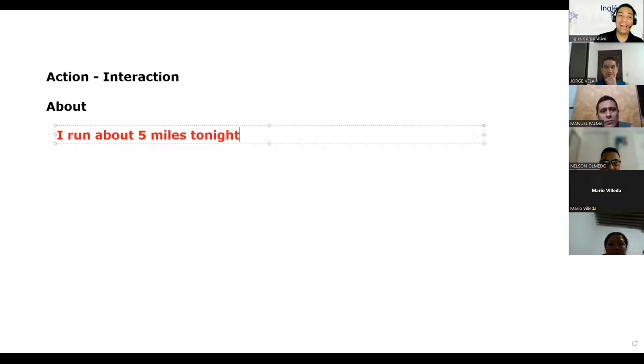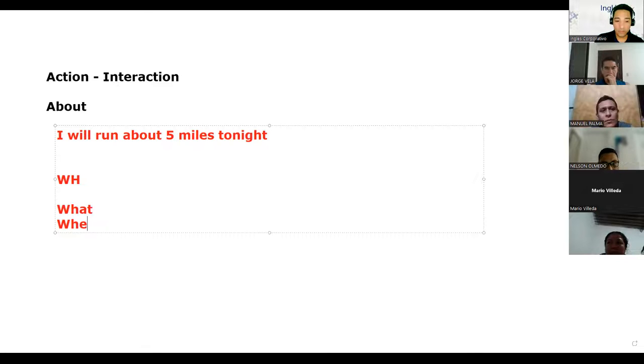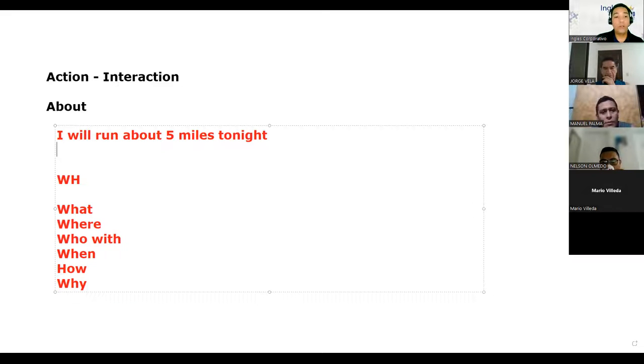I will run. Okay, I need to conjugate the verb to make more sense. It could be in past, right? I ran 5 miles tonight. That's past, and so on. Now, what Nelson just did is think about the WH questions. What, where, who, with, when, how, and so on, right? Why, purpose. So if you ask yourself all of these questions, you will continue making a long complement. Okay? So I will run about 5 miles.